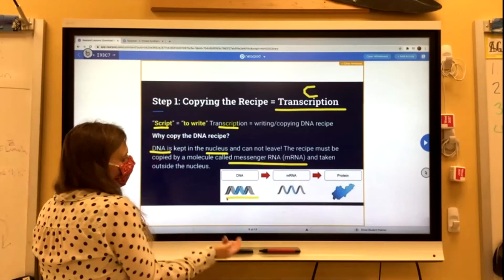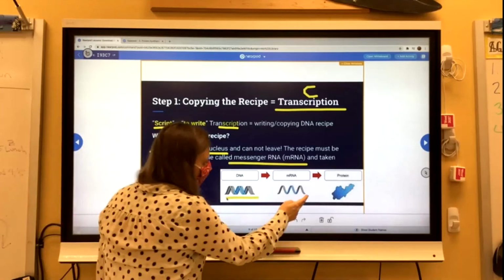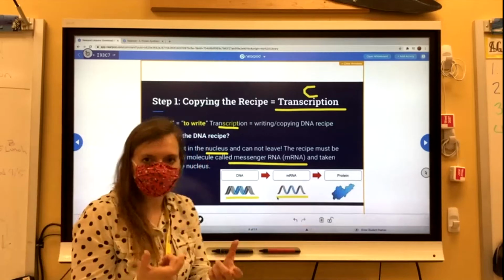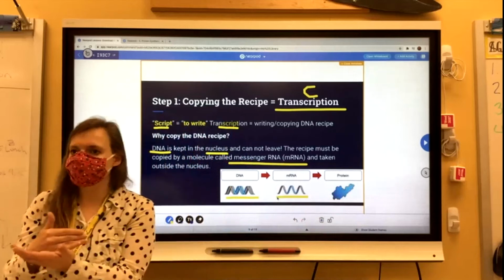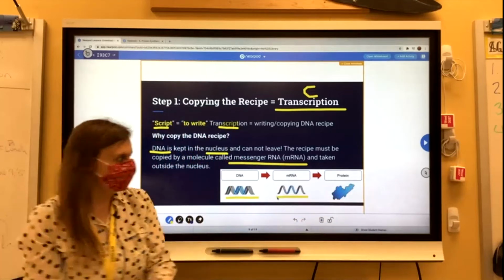It's a message. Here, we're taking a message or a copy of the DNA. So the DNA, it's stuck in the nucleus. We're going to make a copy or a message. And then in the end, remember, we're trying to make a protein. Protein synthesis is making proteins.